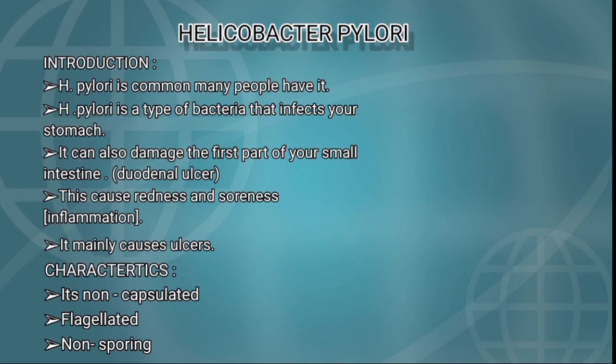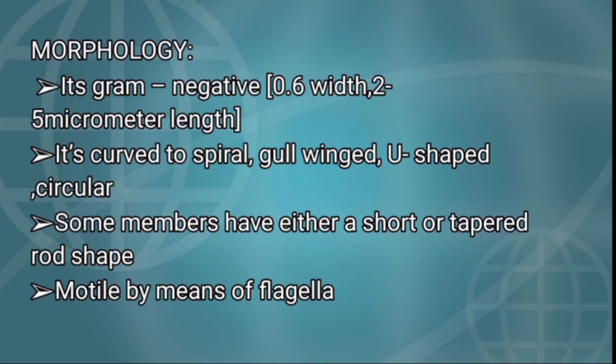That means duodenal ulcer. This causes redness, soreness, and inflammation. It mainly causes ulcers. Its characteristics: it's not capsulated, flagellated, non-sporing. Morphology: it's a gram-negative bacteria. Its size is 0.6 micrometer wide and 2 to 5 micrometer in length. It is curved to spiral, gull-winged, U-shaped, or circular-shaped. Some members are either short or rod shaped, motile by means of flagella.